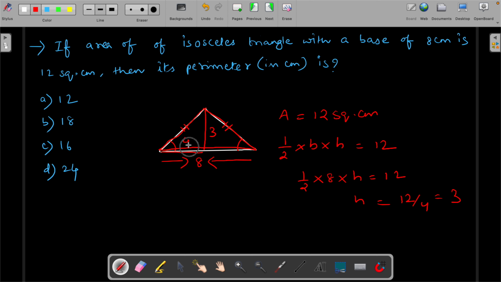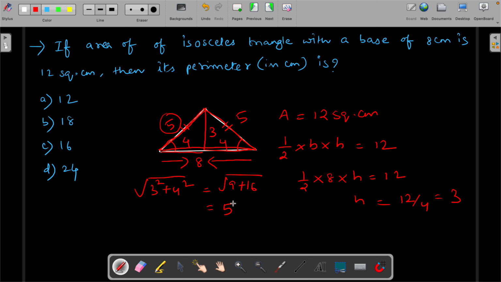Then what is this? 4. This is 4 because this is an isosceles triangle. Then what is this length? 5. If this length is 5, this length is 5. Why is this 5? From the Pythagoras theorem. This length is root of 3 square plus 4 square, which is root of 9 plus 16, which is 5.